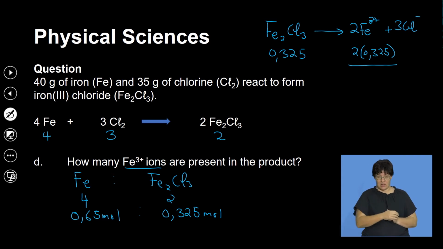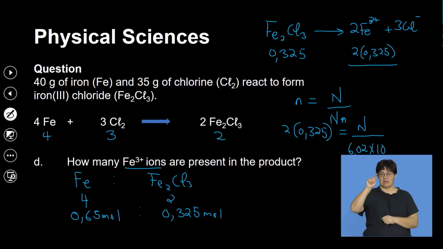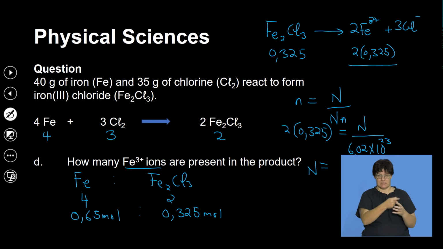But then we know that number of moles is equal to the number of particles divided by the Avogadro number. So we've got 2 multiplied by 0.325 is equal to the number of particles of Fe3+, divided by 6.02 times 10 exponent 23, which is the Avogadro number. So the number of particles is actually a product of that.